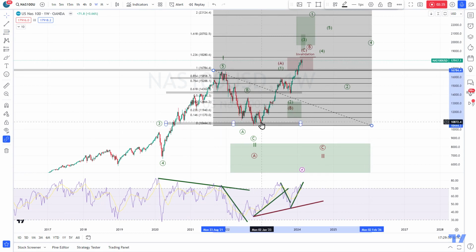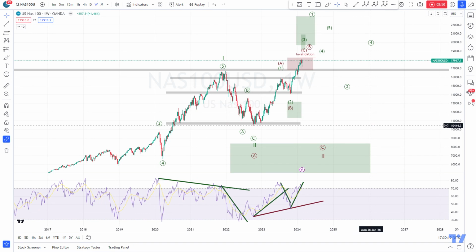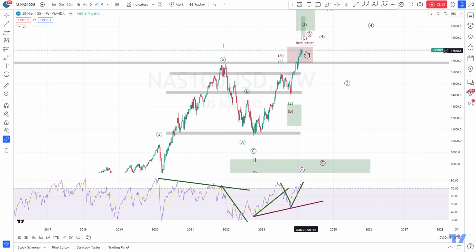If we take the length of this potential wave A, then the area between the 1 and the 1.236 FIB extension is the area where our wave B can go. And for now we are in this area. I put an invalidation level around here, a bit above this area.